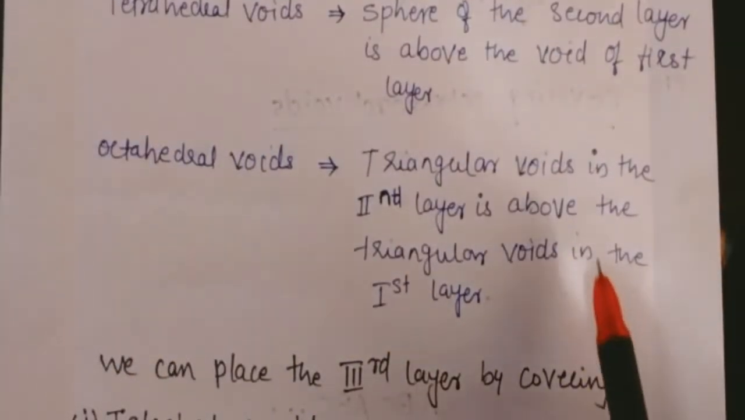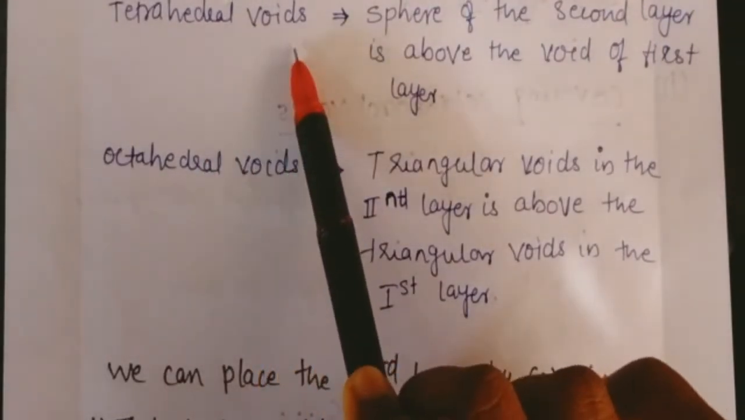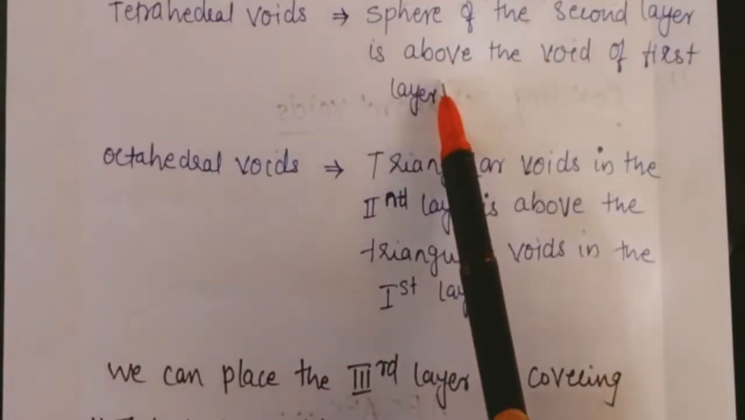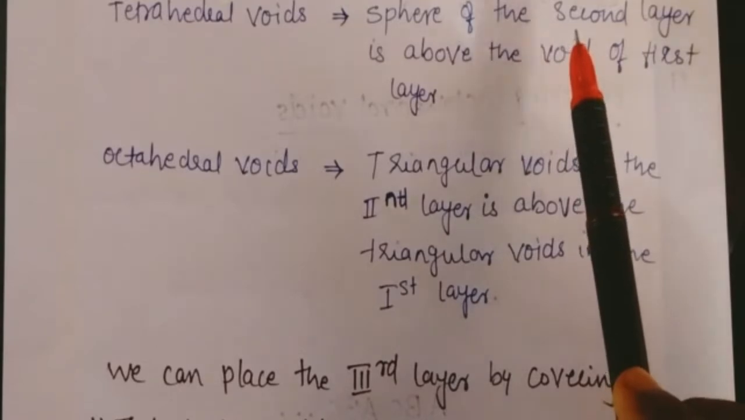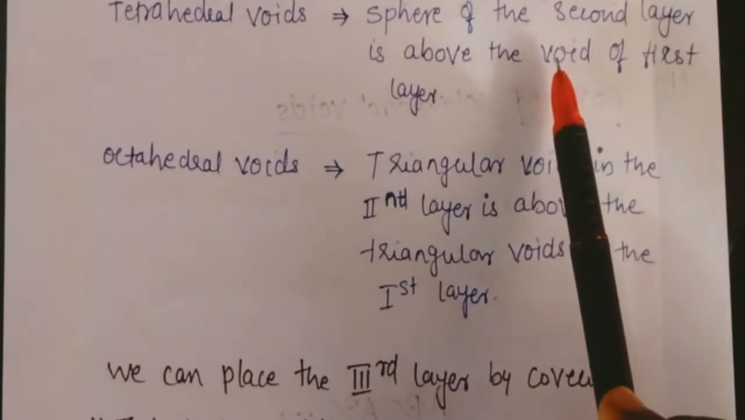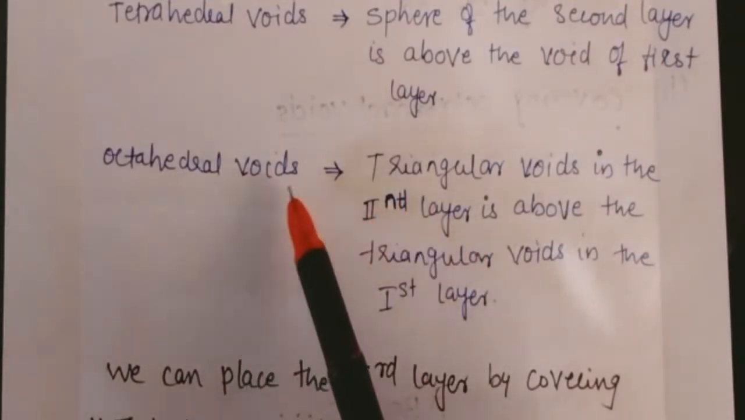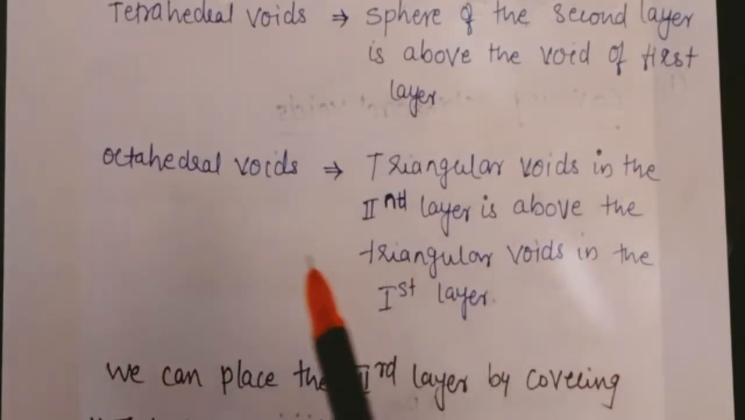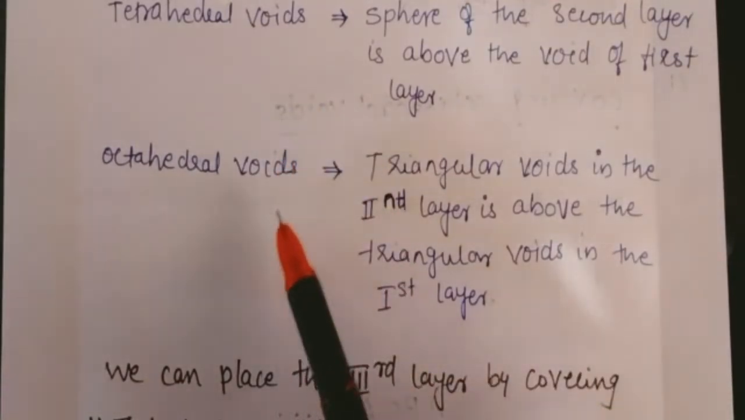In this three-dimensional layer, two types of voids are formed. The first one is tetrahedral voids and the second one is octahedral voids. If we place the spheres of the second layer above the voids of the first layer, then it is called tetrahedral voids. Octahedral voids means the triangular voids in the second layer are above the triangular voids in the first layer. Then it is called octahedral voids. So in three-dimensional close packing, two types of voids are formed here.